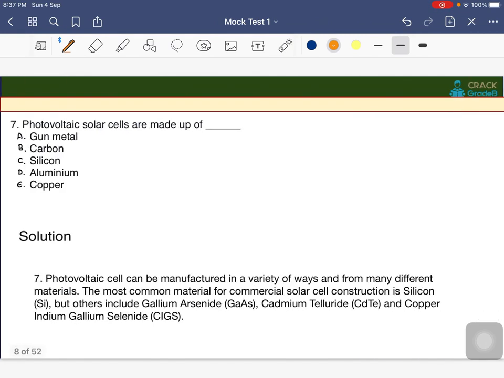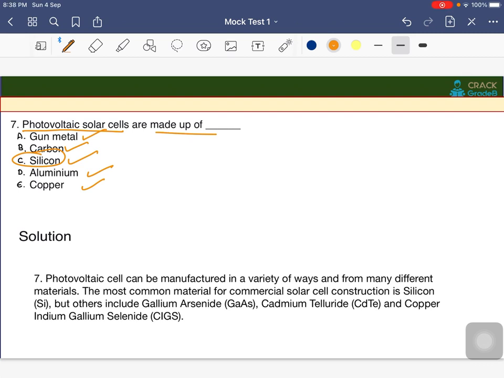Next question. The photovoltaic solar cells are made up of, okay, this is not specific to agriculture. This is a very common general question: gun metal, carbon, silicon, aluminium or copper. Okay, the answer will be C. This is silicon. Therefore, photovoltaic solar cells.